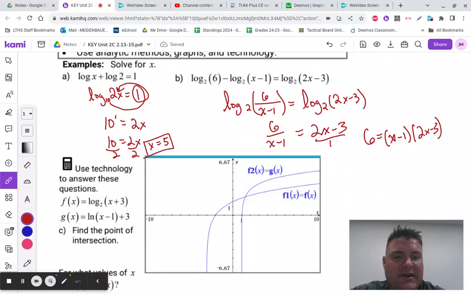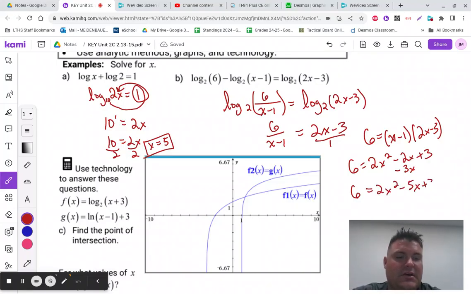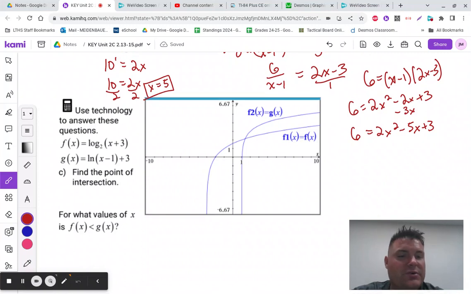2x minus 3, and multiply that all the way through. And we're going to get 6 equals 2x squared minus 2x minus 3x plus 3. So I'm going to get 6 equals 2x squared minus 5x plus 3. And then this is a trinomial, so we're going to throw the 6 on the other side by subtracting 6. Whoa, that is how my child writes. 0 equals 2x squared minus 5x minus 3.